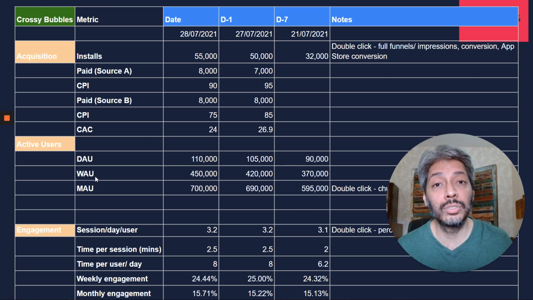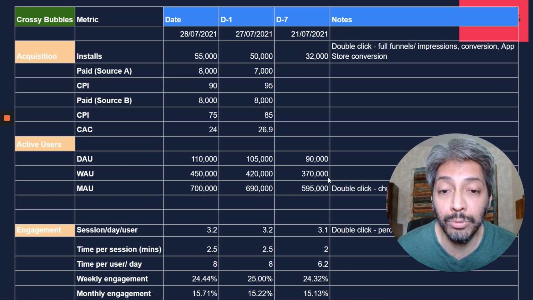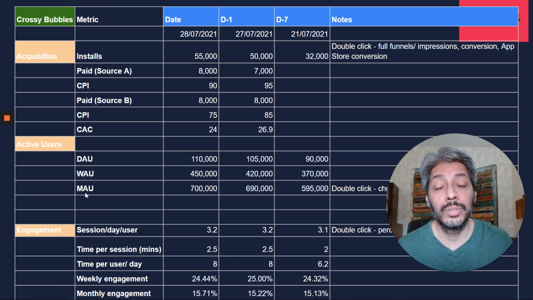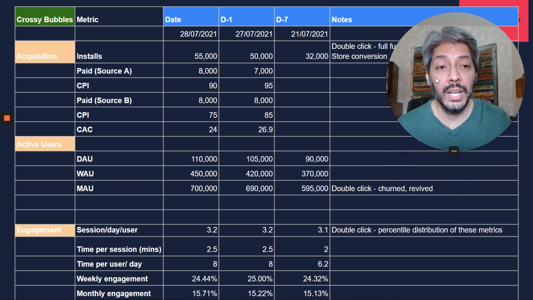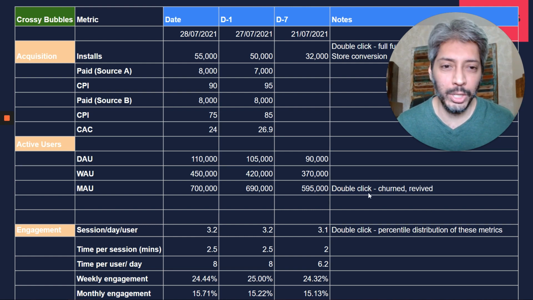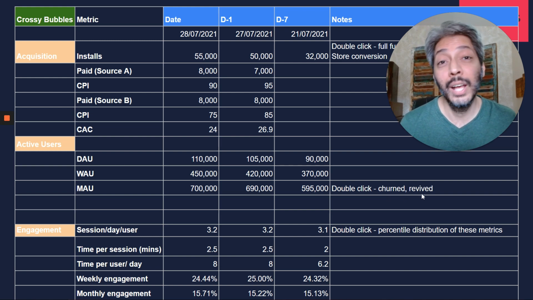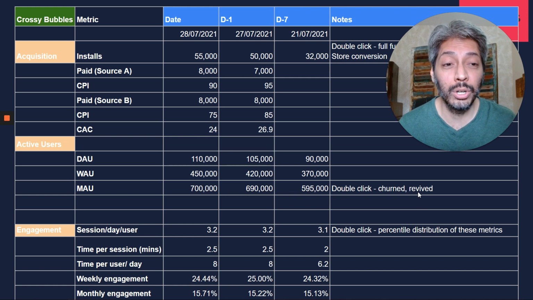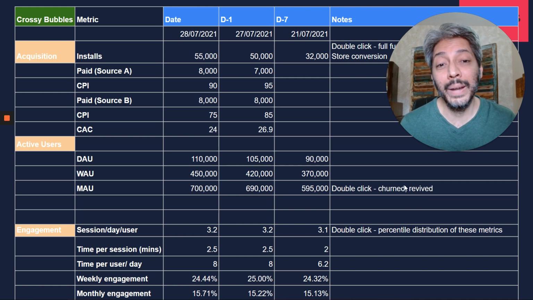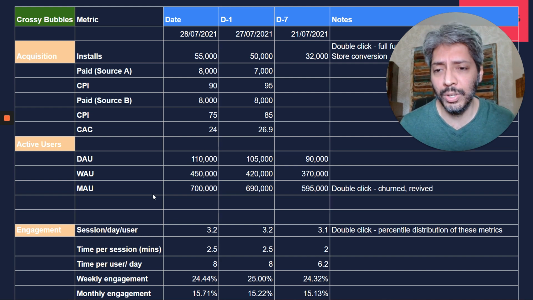Now the weekly active users are all the unique users in a week who have used your product. And that's 450,000, it was 420,000, and it was 370,000 before, right? And MAU, which is monthly active users, was 700K, 690K, and 590K. Now you can double click here and get a sense of how many churned, how many revived, how many users have completely left the app, have not played your game in over 2 months. How many have revived, played last month, then didn't play for a long time, or had churned out for 2 months, but have revived now, right? What is interesting will be the ratios of the DAU by WAU, which we'll explore further.